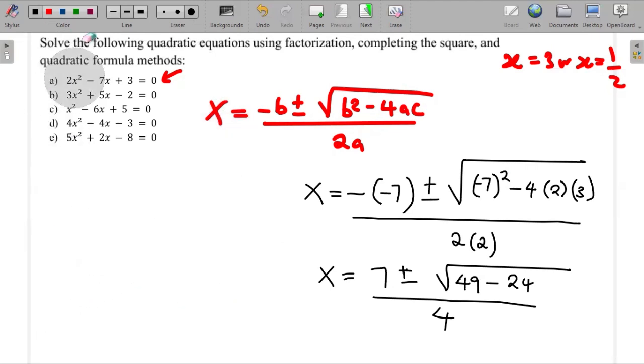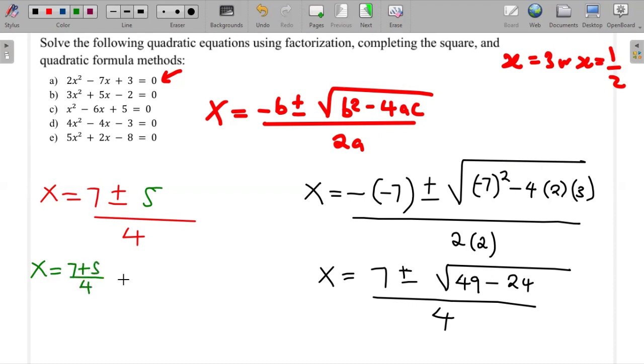From there, we are going to have x is equal to 7 plus or minus the root of what is 49 minus 24, which will give me the root of 25, divided by 4. Now what is the root of 25? The square root of 25 is just 5. So I'll put 5 there. So x will be 7 plus 5 divided by 4, or x is equal to 7 minus 5 divided by 4.